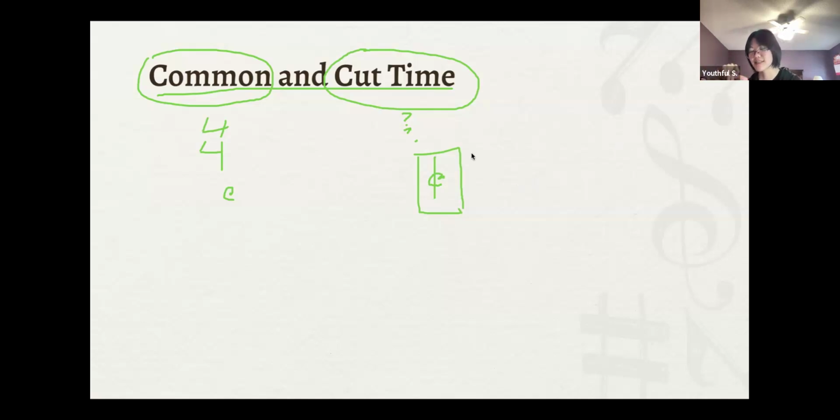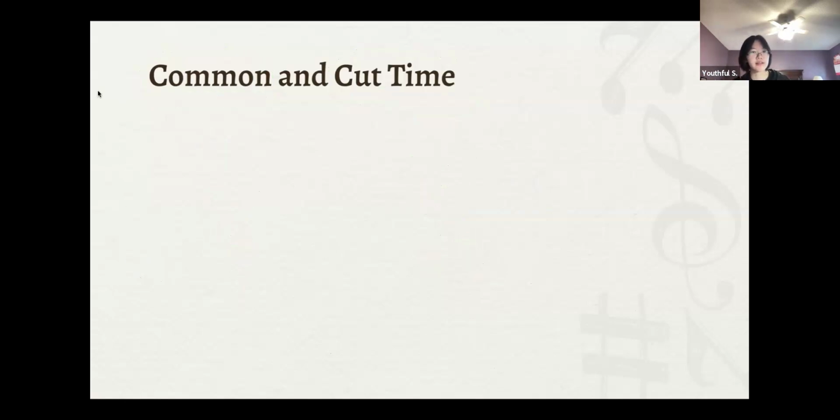Does anyone want to guess? 2/2, yeah. So 2/2 is right. So cut time, if you were to see it written on a staff with this C looking thing, kind of like a cent sign, then that just means 2/2 time. And if you see this C, then it means 4/4 time. So that's important to know. Okay.